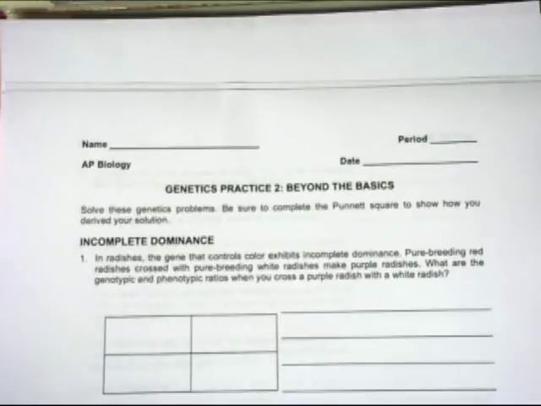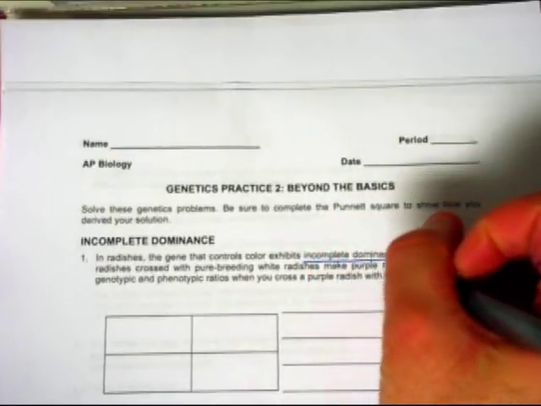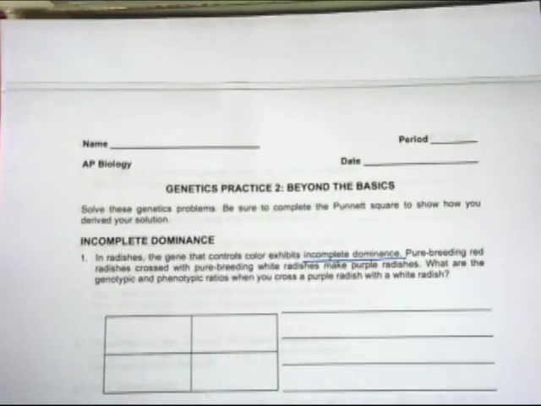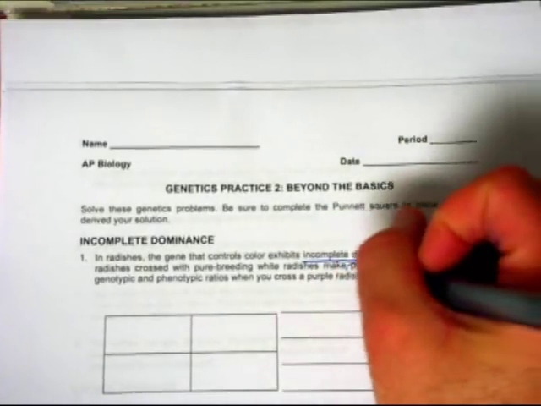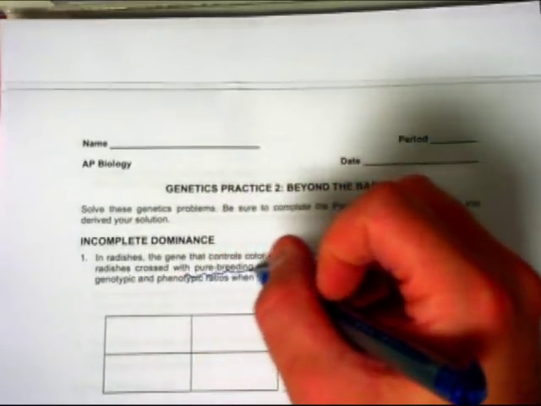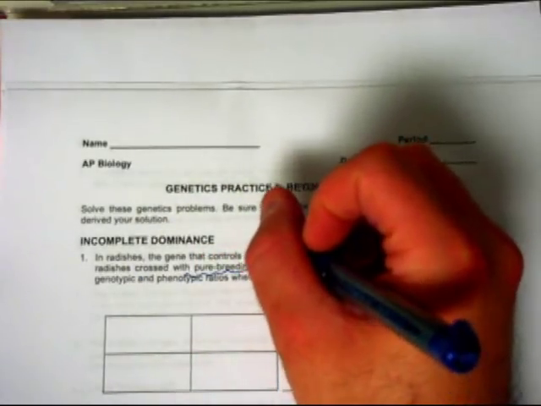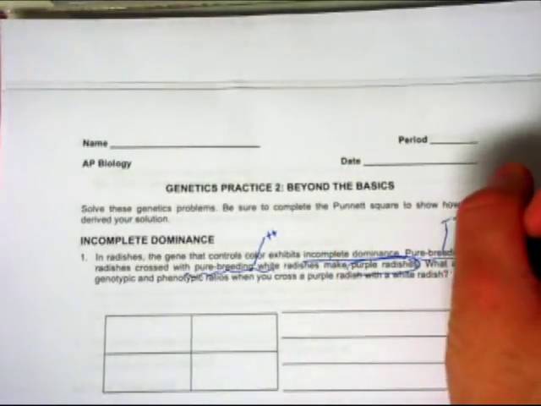It says, in radishes, the gene that controls color exhibits incomplete dominance. And do you see how I was mentioning today in class? I said they've got to tell you that it's incompletely dominant, and they did in this problem. Pure breeding red radishes crossed with pure breeding white radishes make purple radishes. So I'm kind of thinking here that my purple radishes seem to be, and you see how it said pure breeding red and pure breeding white? So I'm thinking the white would be little t maybe, and the red would be big T.